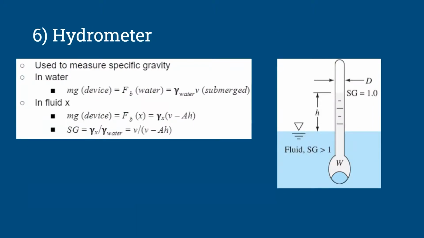So here we have a hydrometer. It's used to measure specific gravity. In water, it's the mass of the device times gravity, which equals the buoyant force of water, which equals the specific weight of water times the volume when it's submerged. And in a different fluid that's not water, it would be the mass times gravity of the device, which equals the buoyant force of the liquid, which equals the specific weight of the liquid times volume minus the area times height. And for specific gravity, it's just a ratio of the specific weight of that fluid over the specific weight of water, which equals the volume divided by volume minus area times height.